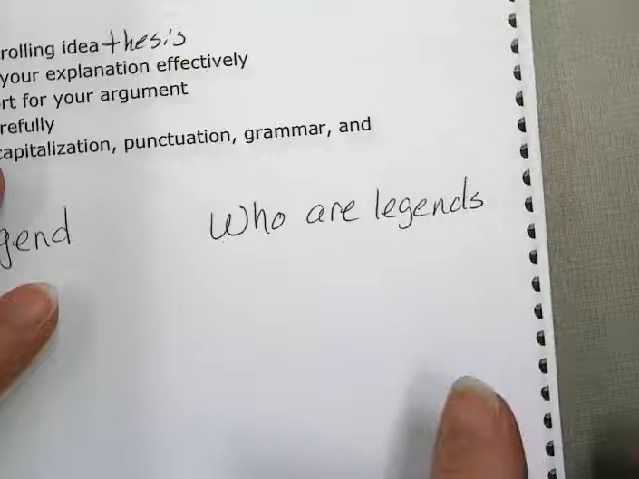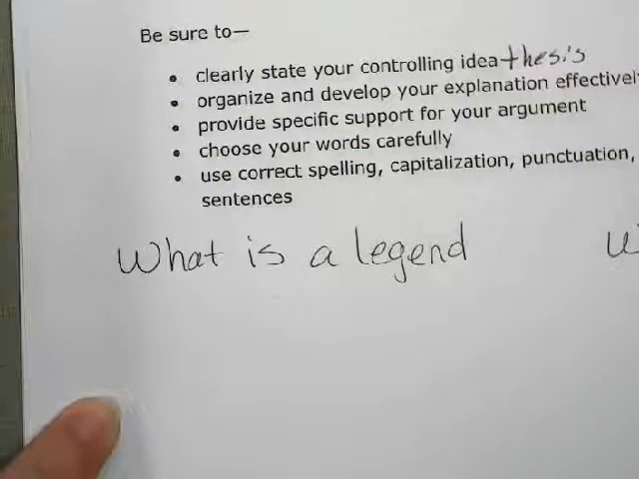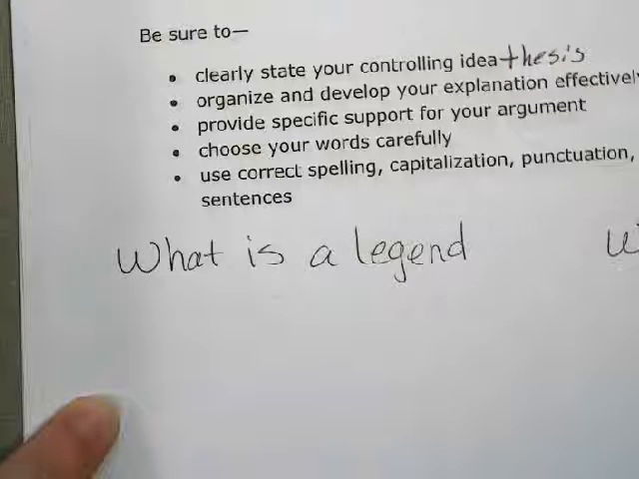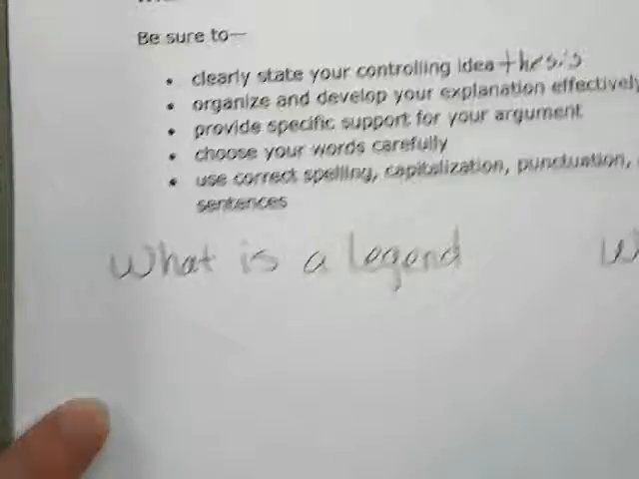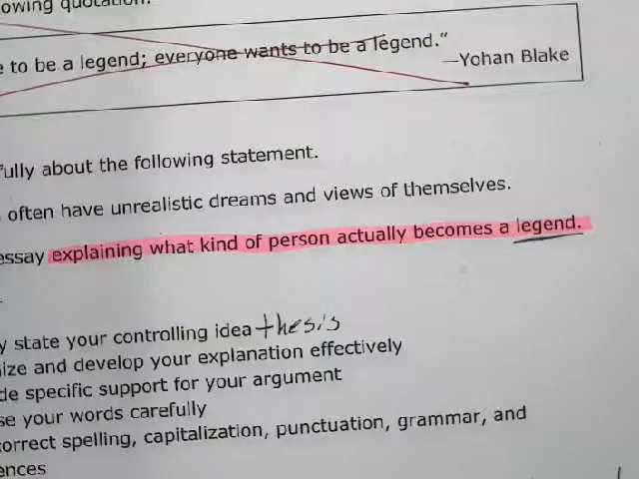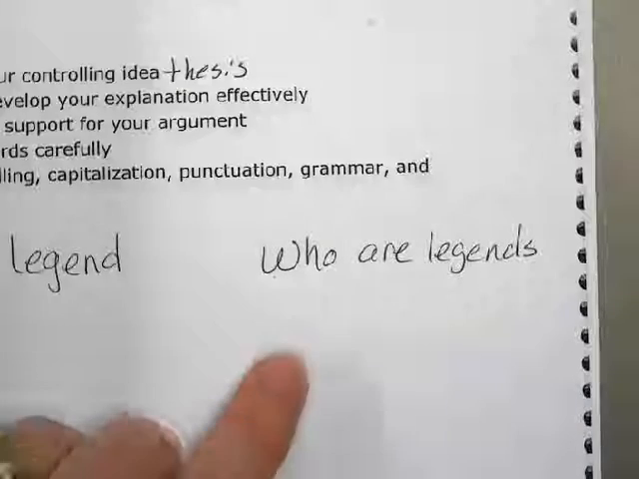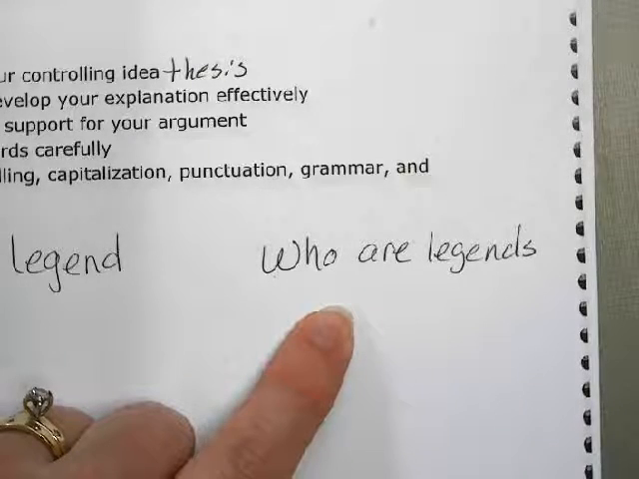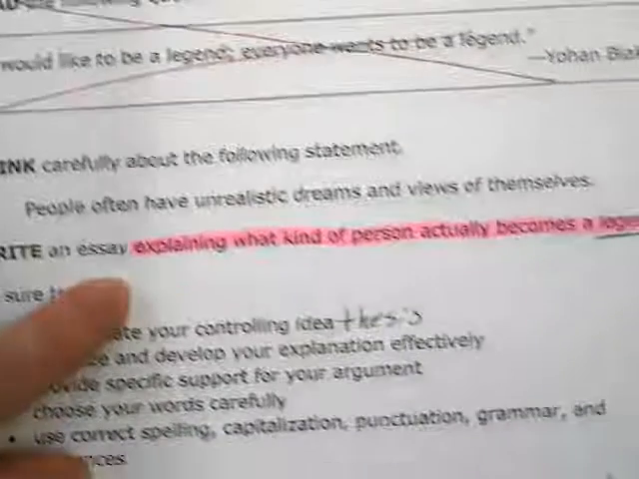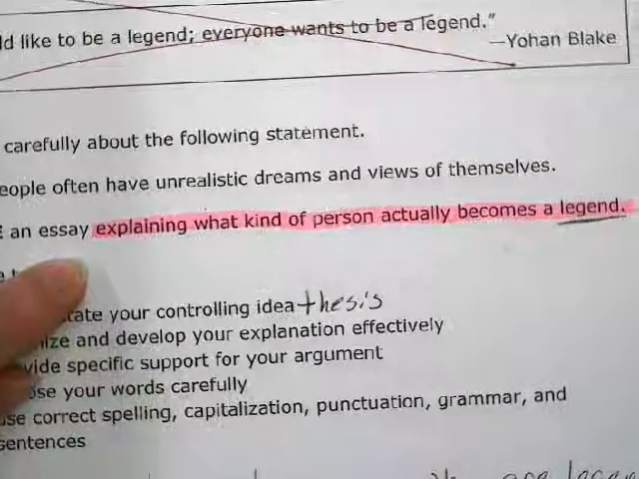So I want you to go back. I want you to write out what is a legend, because you cannot write about something if you don't know what it is. So you have to have it clearly thought out in your mind as to what a legend is, because then you have to prove what kind of person actually becomes a legend, right? So you're going to need to know what a legend is. Who are some legends that you know of? Before you even start trying to figure out how to explain what kind of person actually becomes a legend.